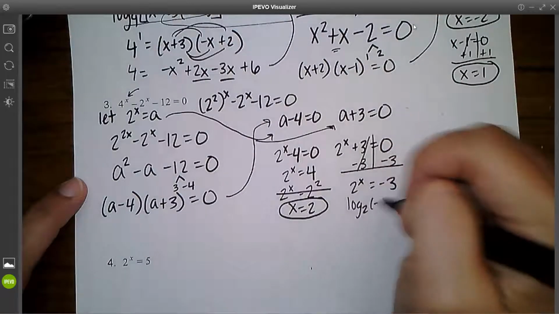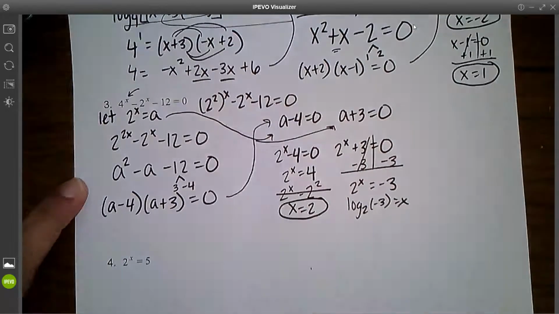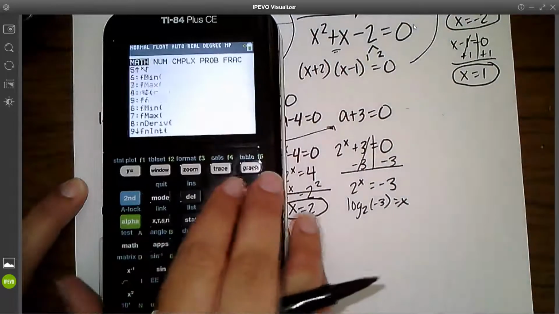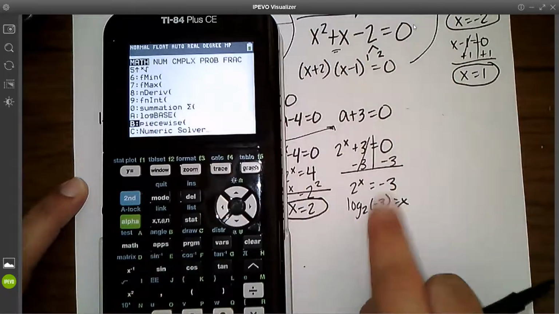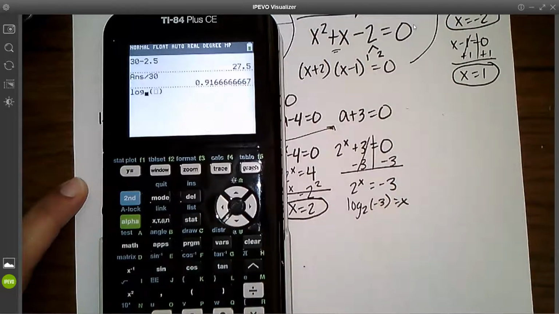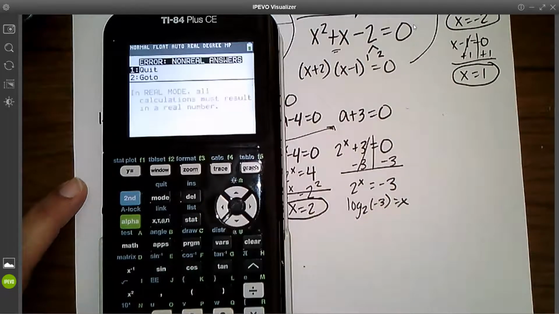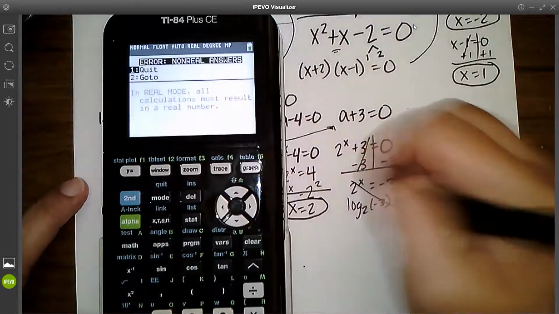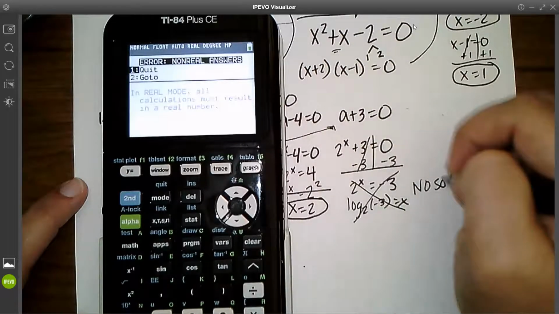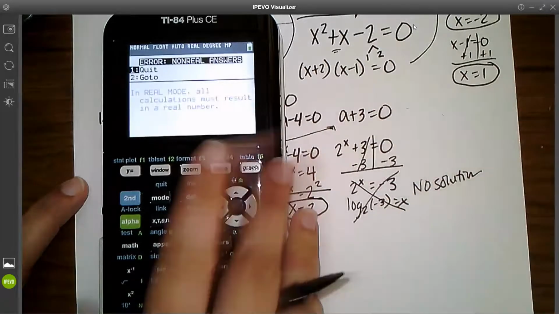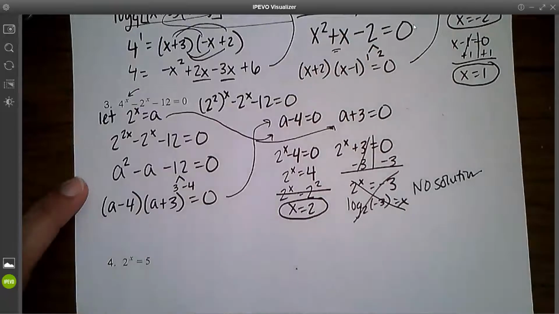Log base 2 of -3 equals x. And you type it into your calculator. Hopefully you see just by writing that out that you can't take the log of a negative. Log base 2 of -3. So this one does not have a solution. So our only answer is x equals 2.